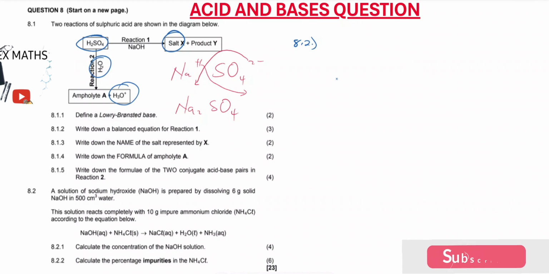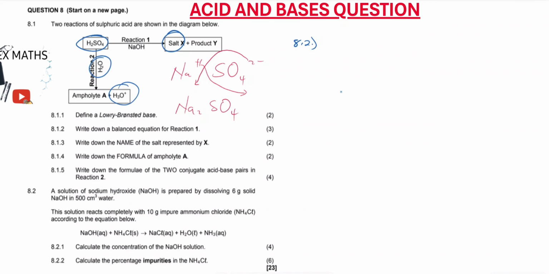Let us go to question 8.2, which reads: a solution of sodium hydroxide is prepared by dissolving 6 grams of sodium hydroxide in 500 cubic centimeters of water. This solution reacts completely with 10 grams of impure ammonium chloride according to the equation below. So we are given the equation of sodium hydroxide plus ammonium chloride to form sodium chloride plus water plus ammonia.